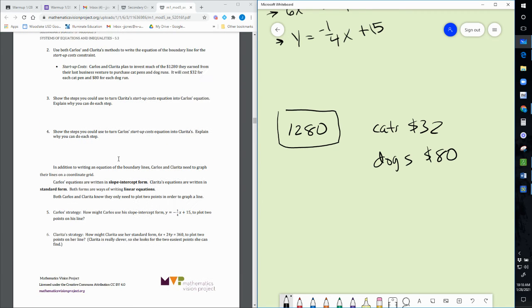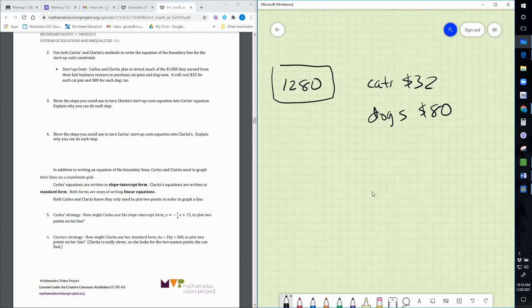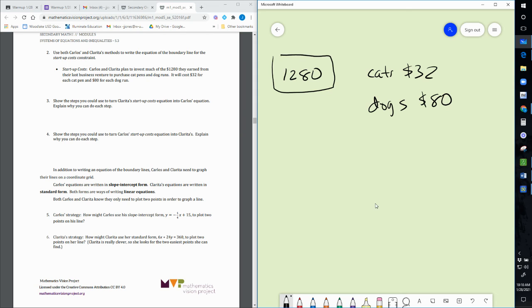All right, last but not least, it says in addition to writing an equation of the boundary lines, Carlos and Clarita need to graph their lines on a coordinate grid. Okay, so remember on Monday, you got a video on how to graph lines. You might want to check that out. Also, you got a video on how to find x-intercepts or y-intercepts. Okay, so you might want to check that out.